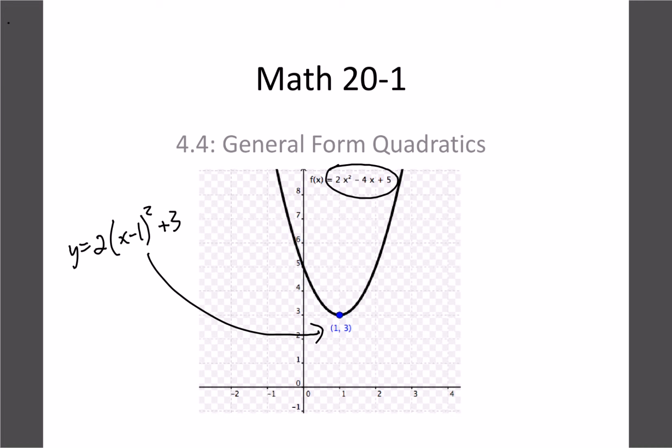You can see this one here, 2x² - 4x + 5, actually ends up being the exact same equation. So what we have to do is be able to figure out how the other equations work, what they help us with, what they don't, and how to convert back and forth between them.